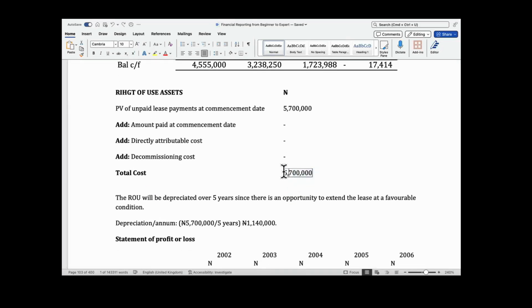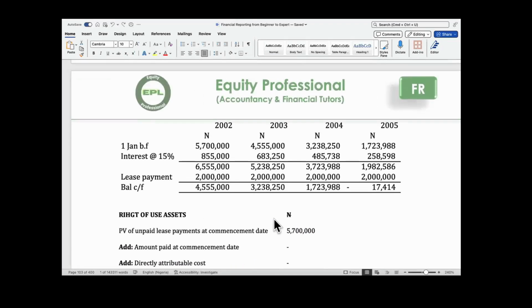This we're going to depreciate over the lease term. Remember, the lease term is now 5 years, since the lessee can extend. So the depreciation per annum is 5.7 million divided by 5 years. It brings our depreciation to 1,140,000. And that is all the workings you need to do. Very, very straightforward. Leases are always direct. It's not more than this.